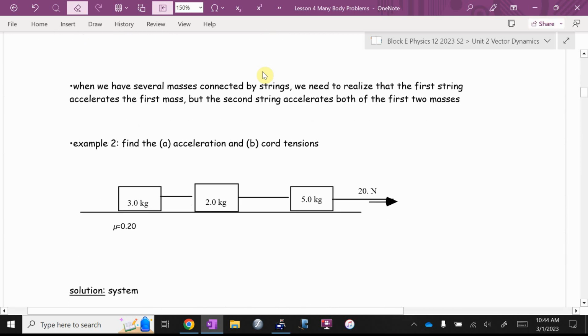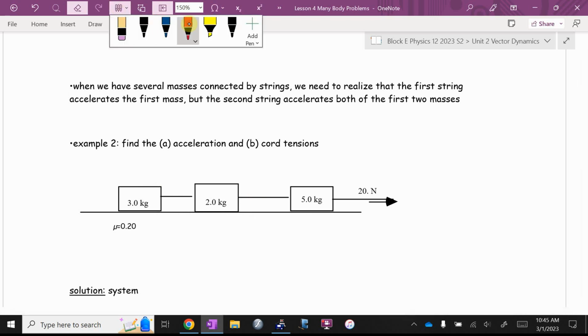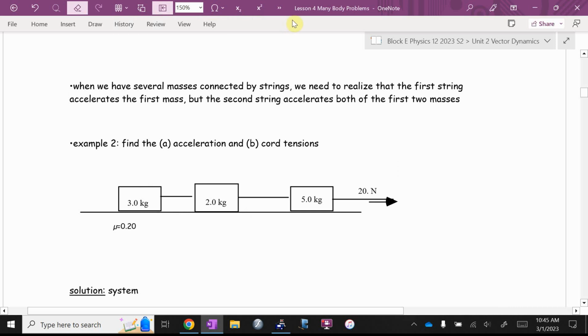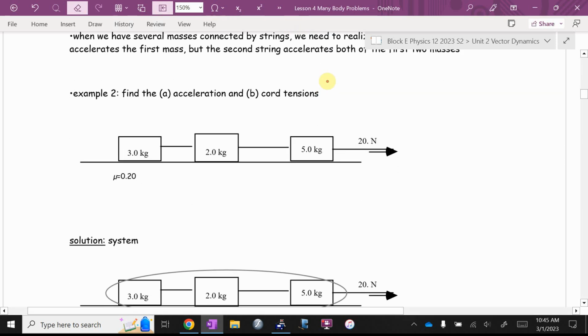When we have several masses connected by strings, we need to realize that the first string, this one, accelerates the first mass, but the second string, this one, accelerates both masses. In fact, Eliana, we need to realize we're going to have 2 tensions. I'll call them tension 1 and tension 2. Eliana, what does example 2 want me to find? You know, this is a good job for a free body diagram. Let's do that. So it's going to be M1G. Keep going, Eliana.